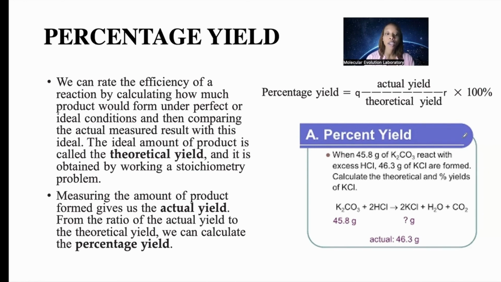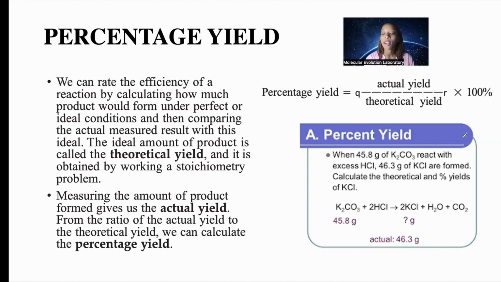Measuring the amount of products formed gives us the actual yield. So if you measure the amount of products that is formed, that's the actual yield. From the ratio of actual yield and the theoretical yield, we can calculate the percentage yield. So the percentage yield is the actual yield divided by the theoretical yield times 100%.